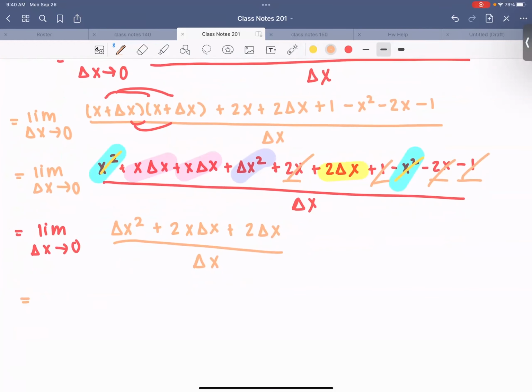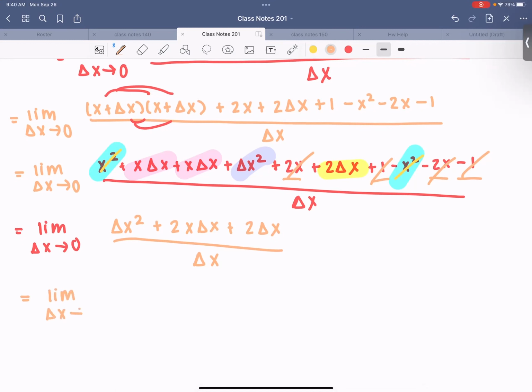Okay, Zach, what was the next step? Taking a delta x out of everything. Yeah, right. Everything in the numerator has a delta x attached to it. So we can factor out a delta x. This is the limit as delta x goes to 0. What am I left with on top if I take out a delta x? Delta x plus 2x plus 2. Good.